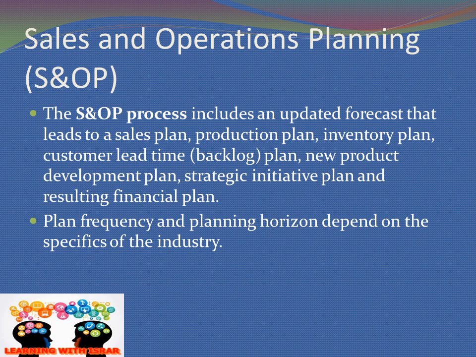to a sales plan, production plan, inventory plan, customer lead time or backlog plan, new product development plan, strategic initiative plan, and resulting financial plan. So this is the major planning process in supply chain management, and the plan frequency and planning horizon depend on the specifics of the industry. It could be for 1 month, for 6 months, for 1 year. So it depends on which industry you are in.